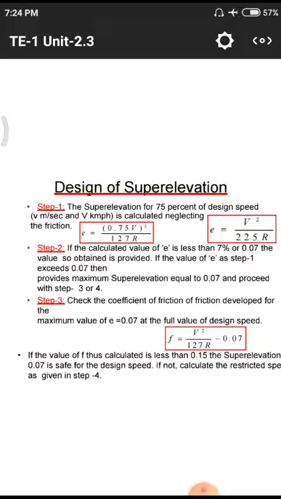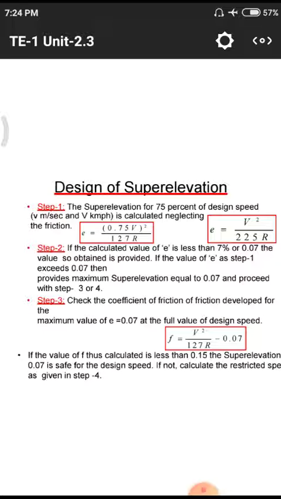That means if the vehicle is moving with a velocity of 120 kilometers, we simply substitute 120, in meters per second or kilometers per hour, whatever the value may be, in terms of V square and R, where R is the radius of the curve given in the problem. After that we will get the value in terms of percentage. That percentage should be less than 7.